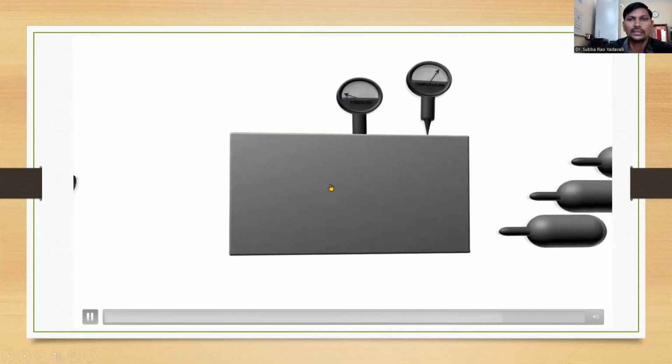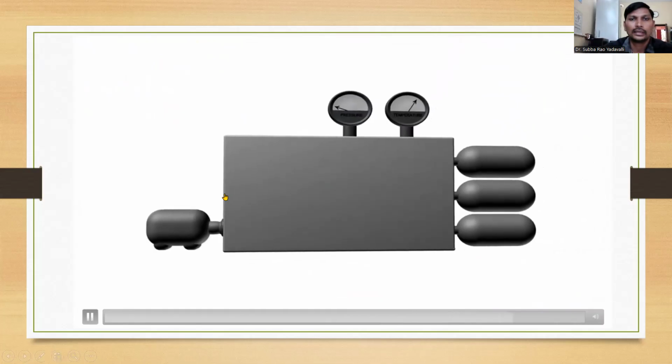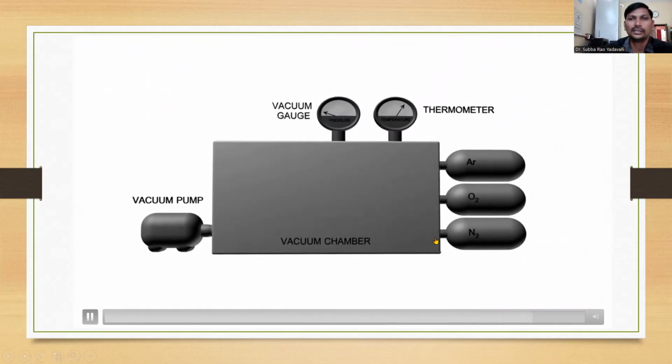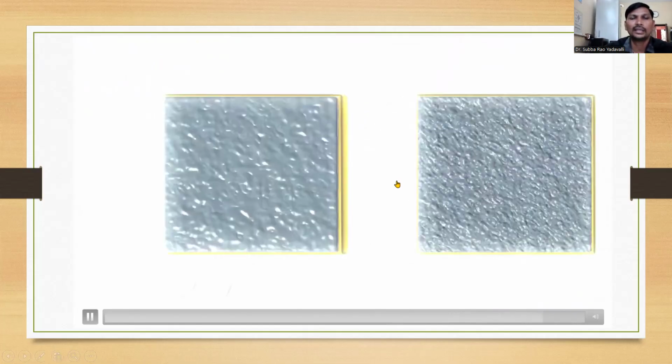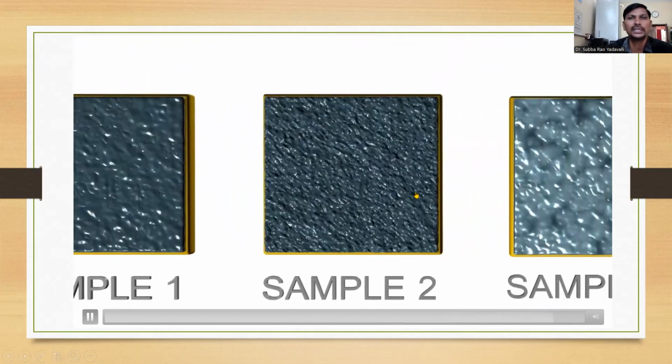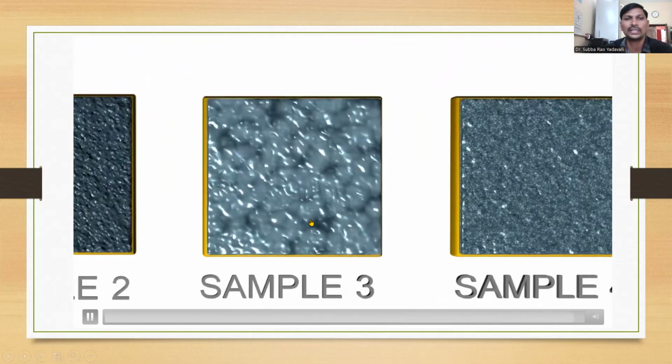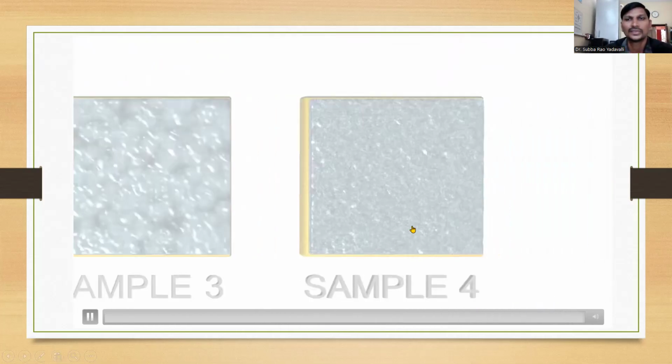And this whole process is conducted in a high vacuum chamber. This is the high vacuum chamber, and here a thermometer is there which controls the temperature inside the chamber. By using this technique we can synthesize various samples. That means different types of carbon nanotubes can be synthesized by using this technique.